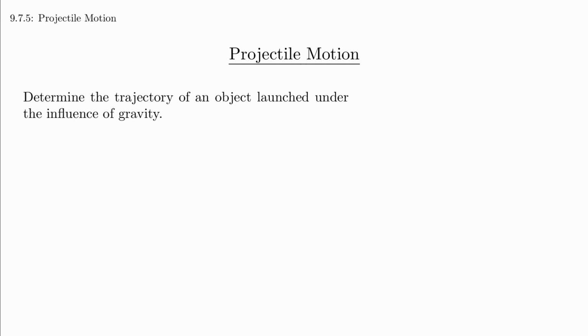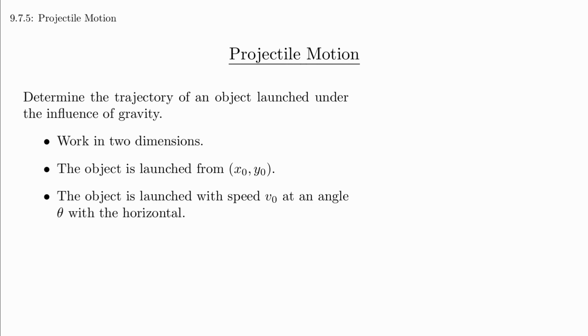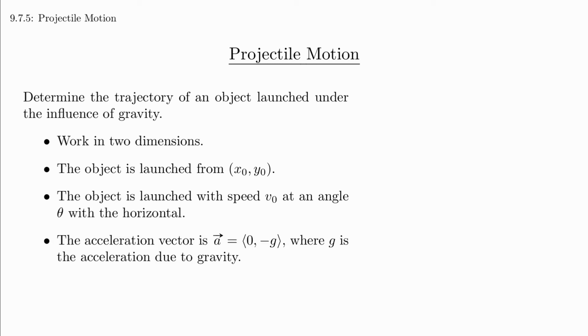With any one of these vectors and the right number of conditions, we are able to calculate all the others. We are going to apply these ideas to the problem of projectile motion. This is the theoretical motion of an object that is launched under the influence of gravity. What does this mean? Here's how we're going to set up the problem. We are going to work in 2 dimensions, with x being horizontal and y being vertical. The object is launched from the position x0, y0. The initial speed is v0, and the object is launched with an angle theta with the horizontal. The acceleration is the vector 0, negative g. Notice that this is saying that gravity is pulling in the negative y direction. We are going to ignore all the forces except for gravity, so there's no friction and there's no wind.